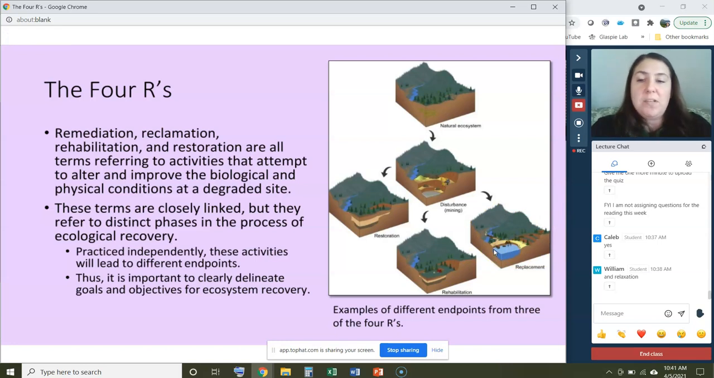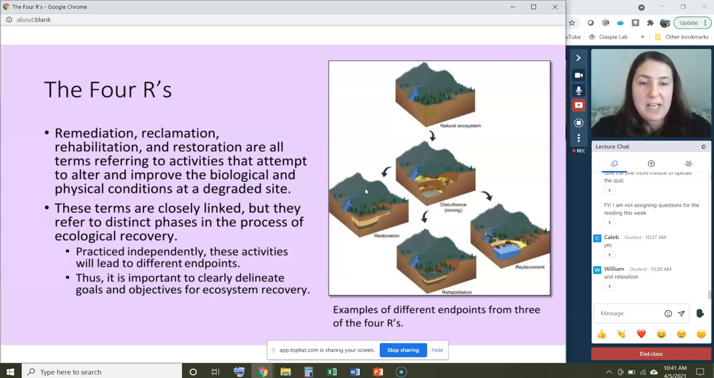All these terms are closely linked, but they refer to distinct phases in the process of ecological recovery, and even different endpoints. So you can see each of these endpoints is quite different. If you practice them independently, you'll get different endpoints, but you can do these activities in sequence. So for instance, you might want to take a disturbance and do some rehabilitation and use this land for something else, and then eventually work towards a full restoration. So that's a possibility too.